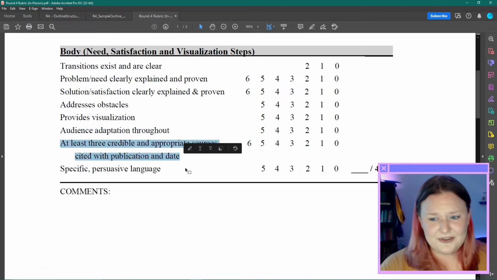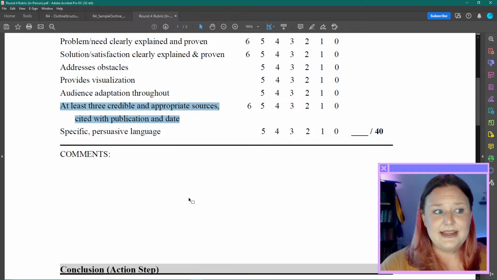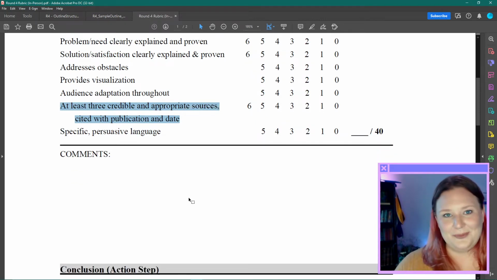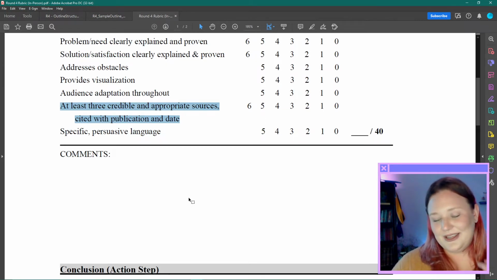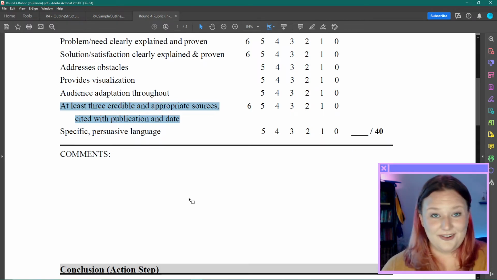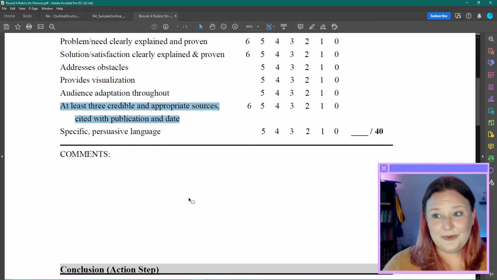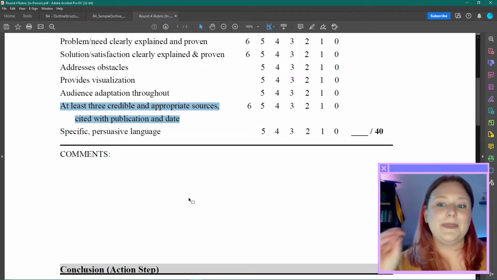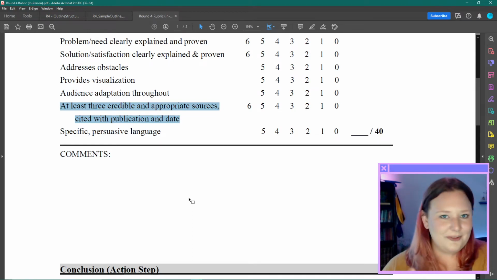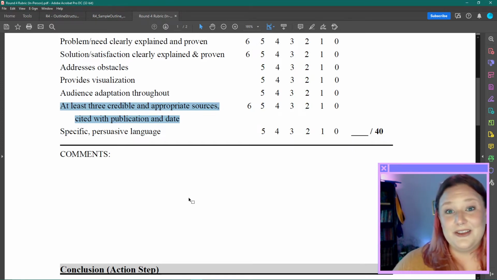Again, just like last round, nothing has changed as far as this goes. I'm still looking for at least 3 credible sources, and that in your speech you cite them using the publication name and the date. So not the title of the article or even the author of the article. If it's a newspaper article or a journal article or something like that, I want the publication. Where did you find it? Was it the New York Times? Was it the Journal of Pediatrics? Tell me where you found it.